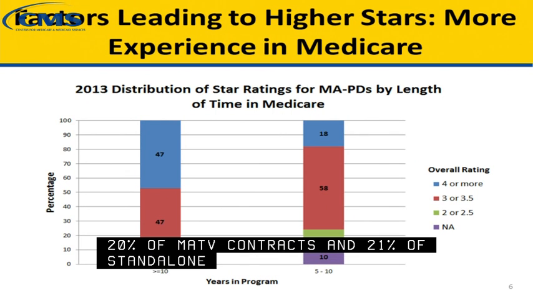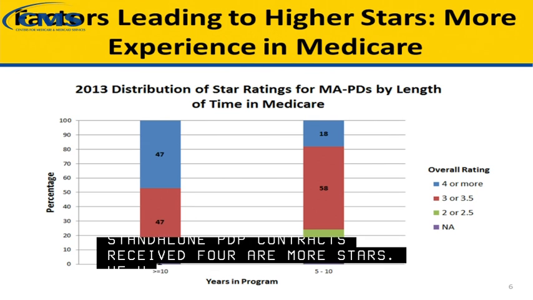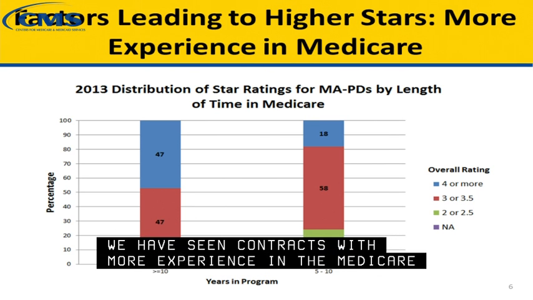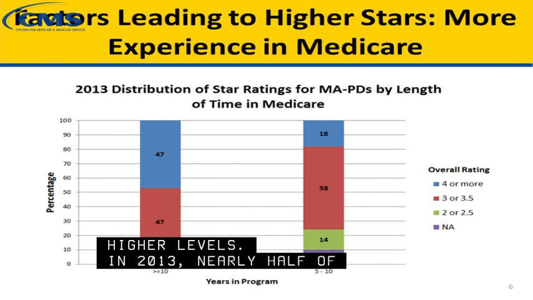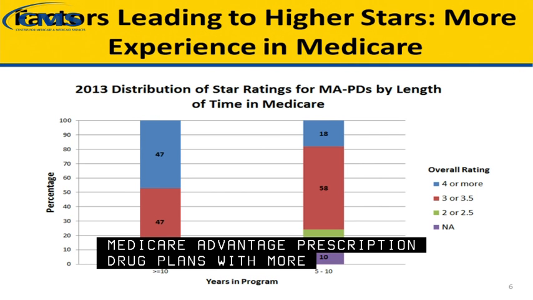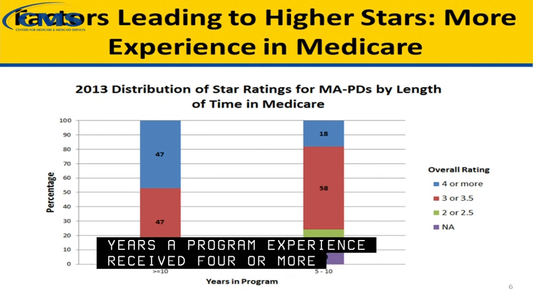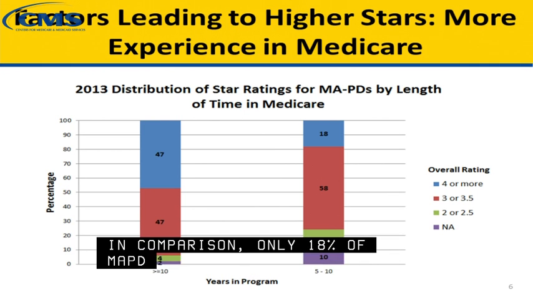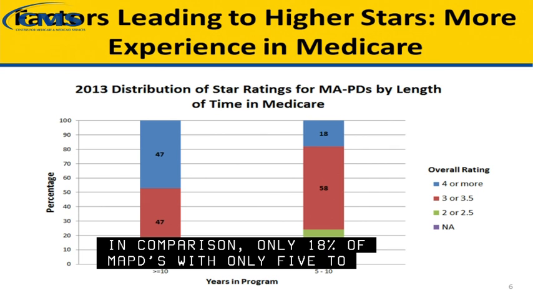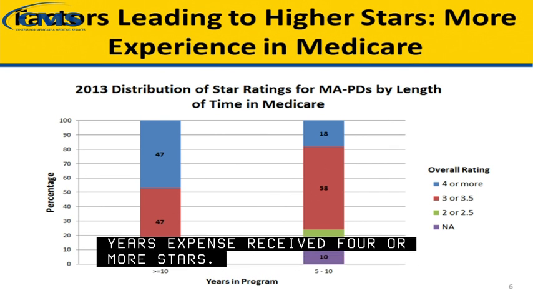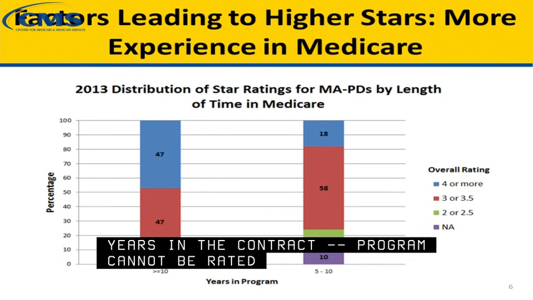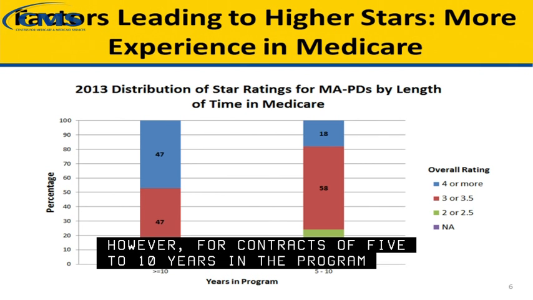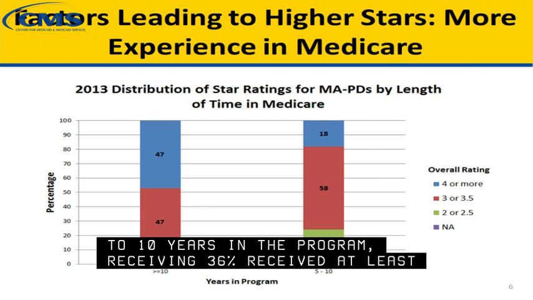We've also seen that contracts with more experience in the Medicare program tend to perform at higher levels. In 2013, nearly half of the Medicare Advantage prescription drug plans with more than 10 years of program experience received 4 or more stars. In comparison, only 18% of MAPDs with only 5 to 10 years of experience received 4 or more stars. For PDPs, we see that a large percent of contracts with less than 5 years in the program could not be rated in enough measures to receive a Part D summary score. However, for PDP contracts with 5 to 10 years in the program, we see that 36% received at least 4 stars. So we see this direct relationship between how long you've been in the program and your ability to perform.